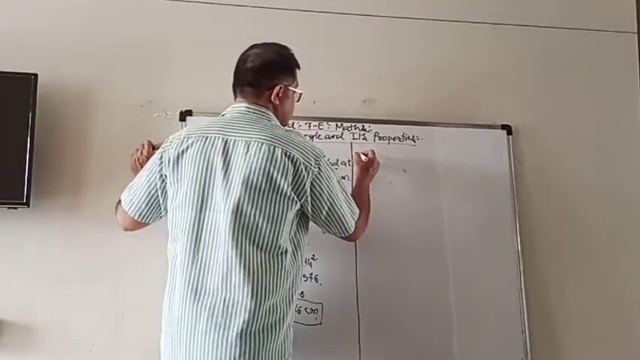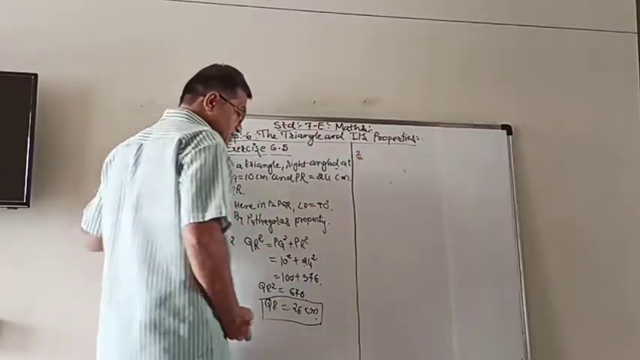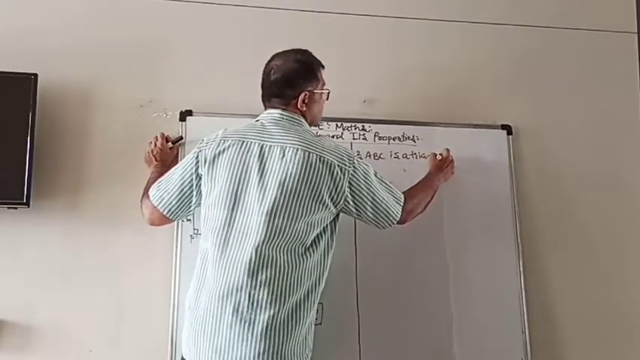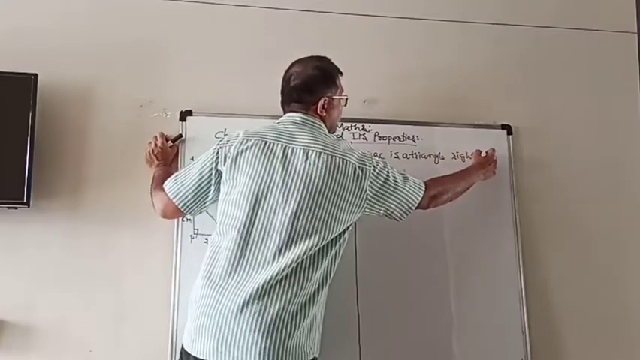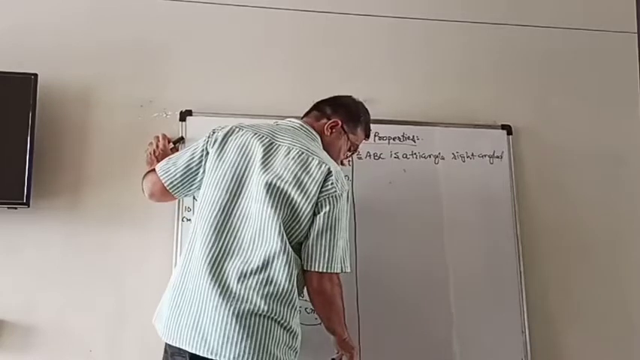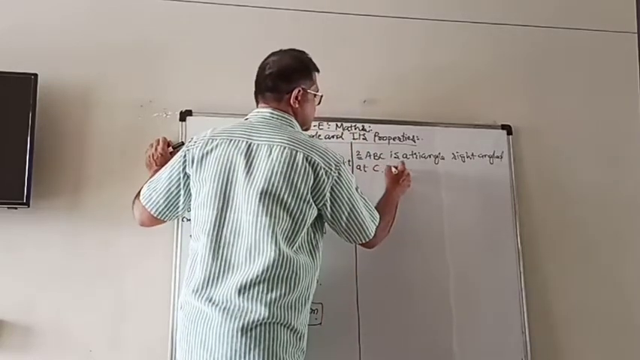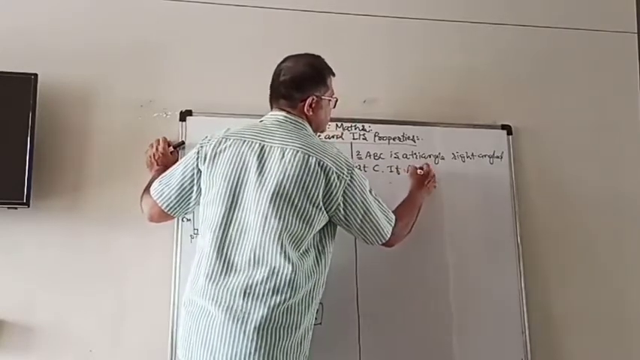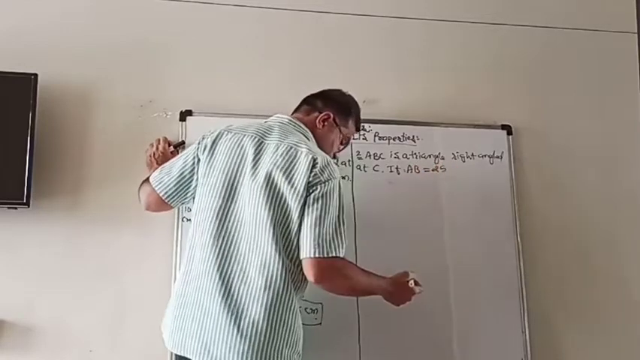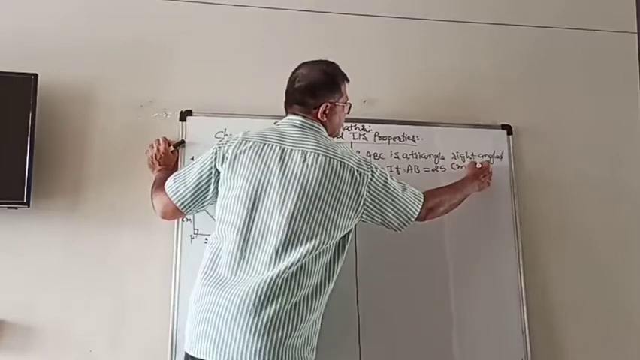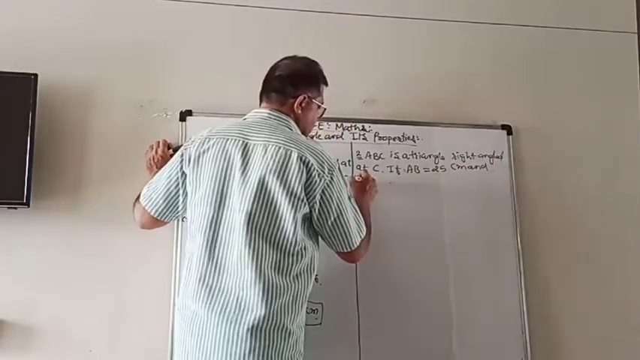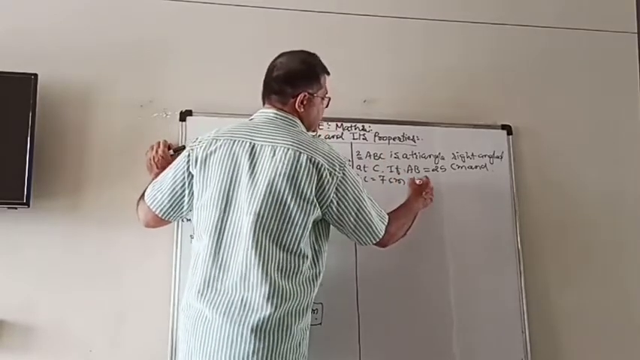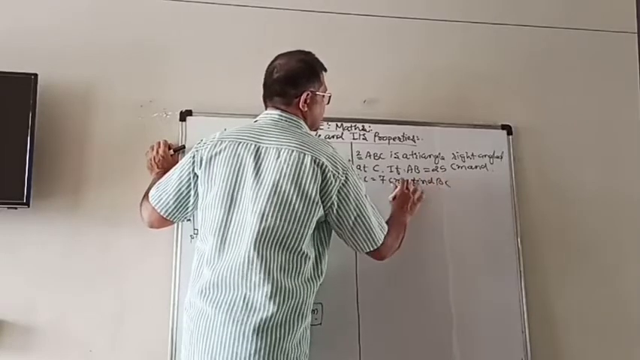Let's do question number 2. ABC is a triangle right angled at C. If AB is equal to 25 centimeter and AC is equal to 7 centimeter, find BC.